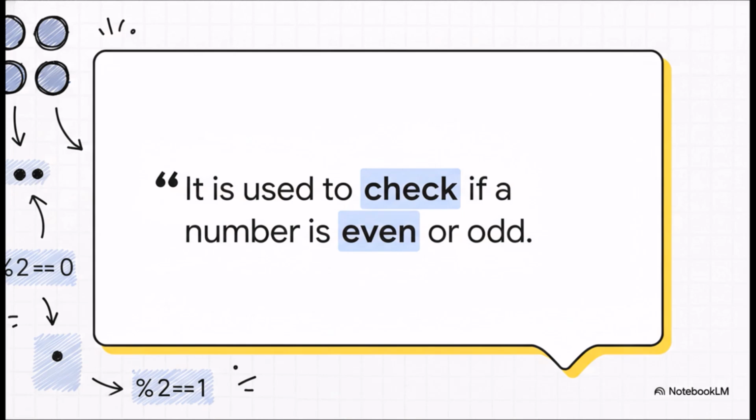Think about it. Any even number divided by 2 has a remainder of 0. Any odd number divided by 2 has a remainder of 1. So with one single modulo 2 operation, you can instantly tell if a number is even or odd. It's an incredibly handy tool.